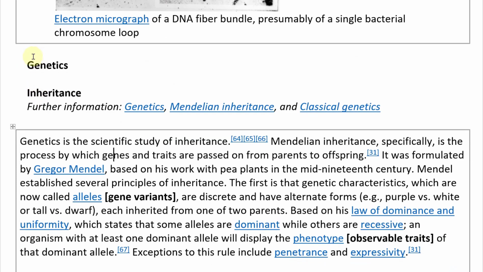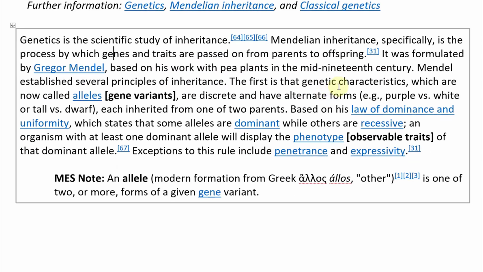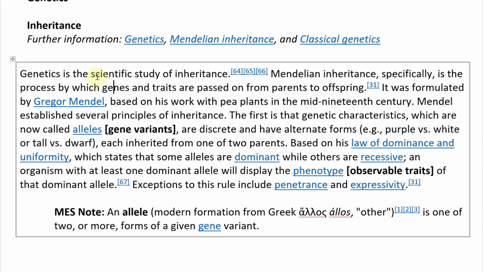Genetics, and the subsection of genetics is inheritance. For further information, you can go, as always, to these separate articles: genetics, Mendelian inheritance, and classical genetics. Genetics is the scientific study of inheritance. Mendelian inheritance specifically is the process by which genes and traits are passed on from parents to offspring. It was formulated by Gregor Mendel based on his work with pea plants in the mid-19th century.